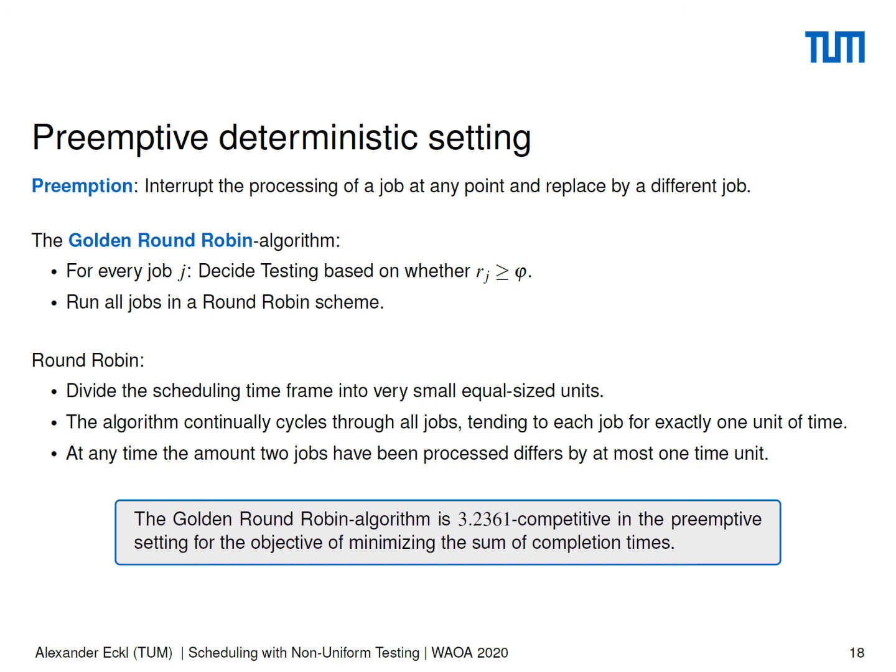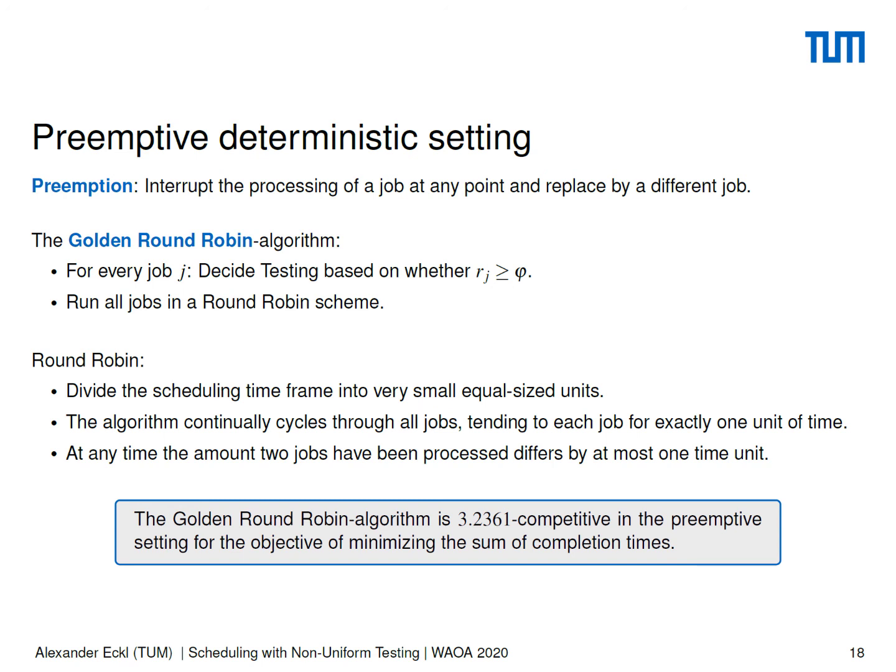As before, we decide for every job in the beginning of the algorithm whether we test it or not, based on whether the ratio between the upper bound and the testing time is larger or equal than phi, where phi is again the golden ratio. Then in the second step, we run all jobs in a so-called round-robin scheme.